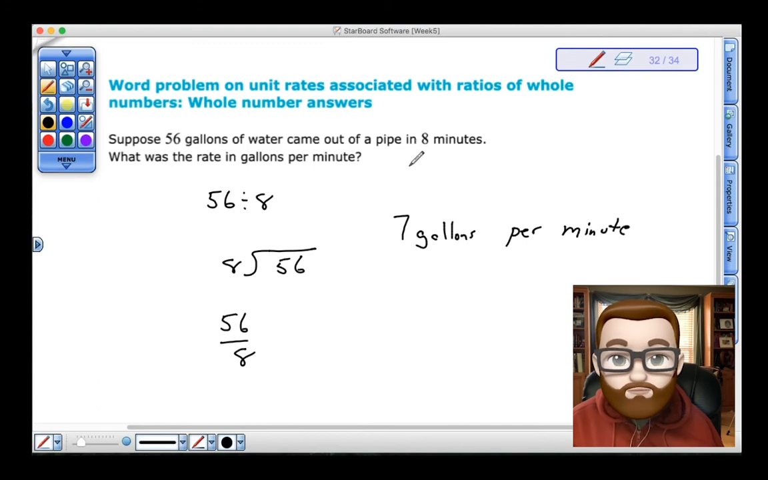And if we keep track of this, in the first minute, 7 gallons came out. Another 7 gallons come out in the second minute. Another 7 gallons would come out during the third minute. If we keep adding those up, 7 times 8, we should get that answer of 56.